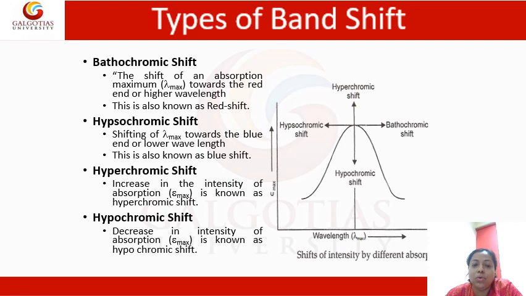Then we can have a hyperchromic shift. Hyperchromic shift is related to the increase in intensity of the absorption, so we can have epsilon max increasing. And we can have a hypochromic shift, which is related to the decrease in the intensity of absorption, so that is going to be epsilon max decreasing. So one is related with increase in lambda max, that is the bathochromic shift. Hypsochromic shift is related with the decrease in lambda max. Hyperchromic shift deals with the increase in the intensity, and hypochromic shift deals with the decrease in the intensity.